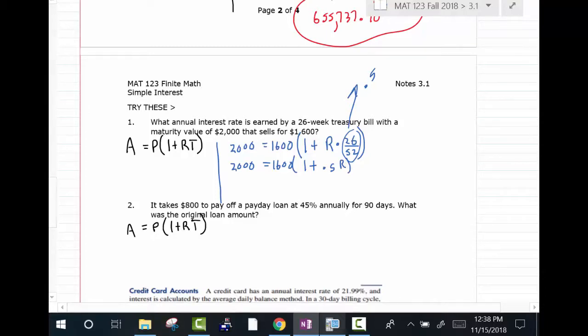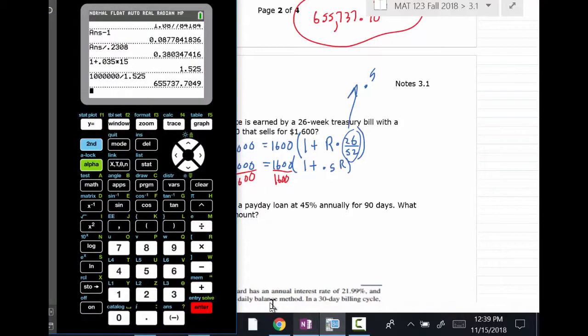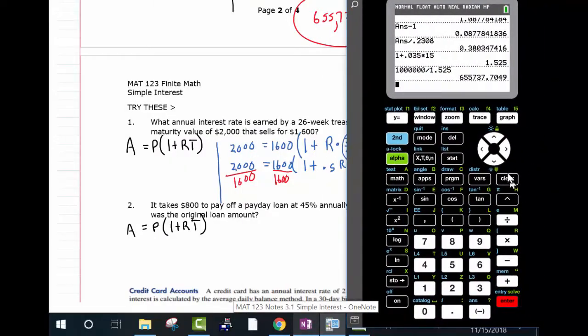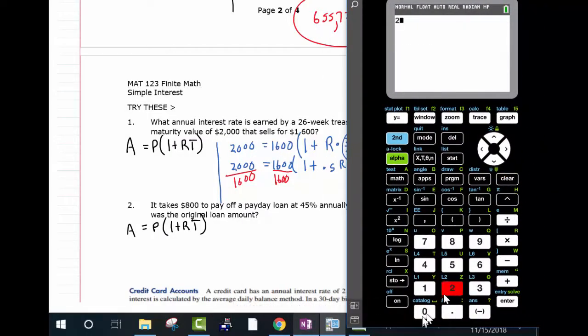The best way to do this, to me, is just divide by this number, that would be 1,600. I would go ahead and take my calculator now and just get that out of the way, just to be safe. So if I go through and do 2,000 and then divide by 1,600, that'll give like 1.25. I think that's what most of you had. So 1.25 equals 1 plus 0.5R.